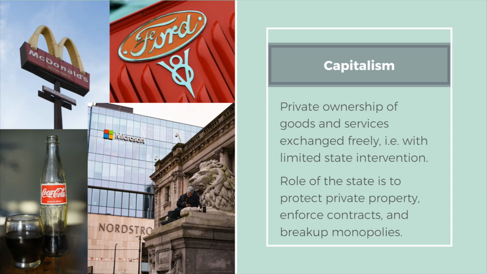When we talk about capitalism, we're referring to a system where goods and services are largely privately owned with little or no state intervention. Now, that doesn't mean the state has no role. The state still has the job of protecting private property, enforcing contracts, and breaking up monopolies. Fareed Zakaria wrote about the important role that the state plays even in capitalist systems in his 2003 book, The Future of Freedom. He writes, "Supporters of free markets often make the mistake of thinking of capitalism as something that exists in opposition to the state."